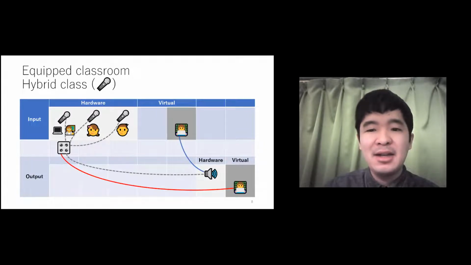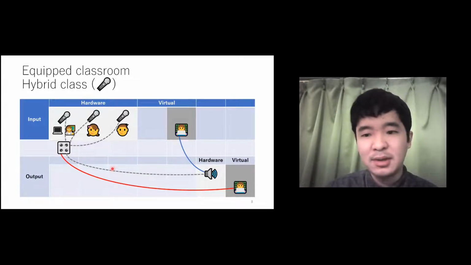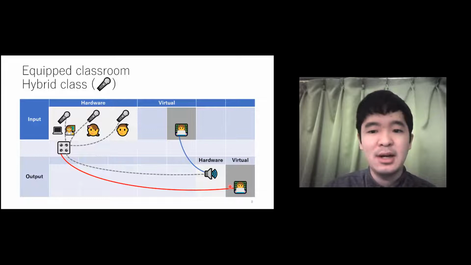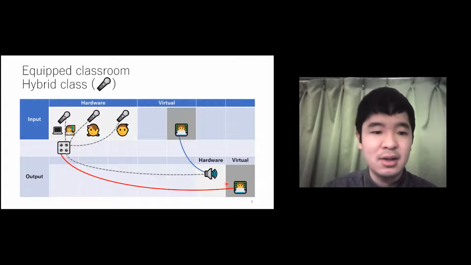So in an ideal classroom designed for hybrid classes, the output sound from the classroom audio system is available with USB or an audio mini cable. So we need to plug that cable into our computer and set the cable as the Zoom microphone.